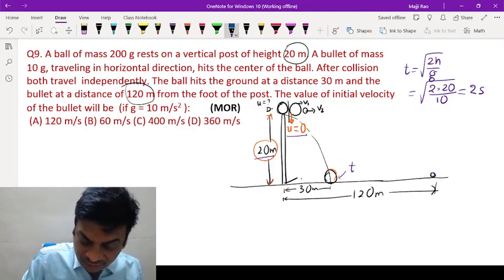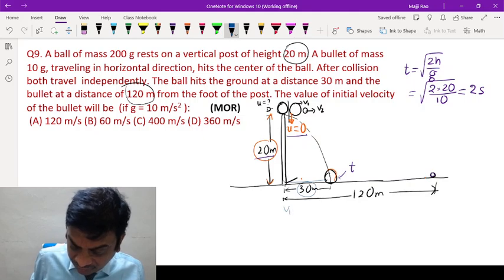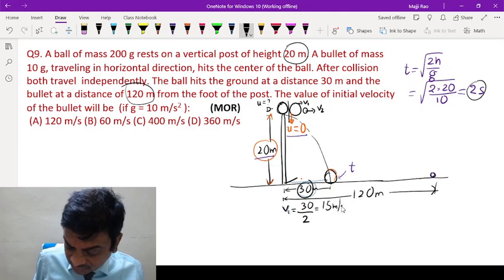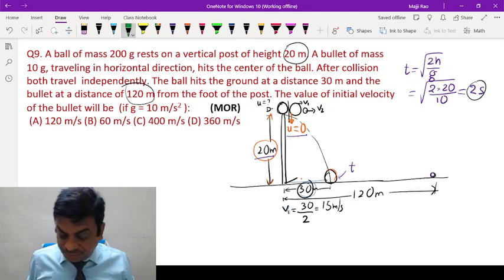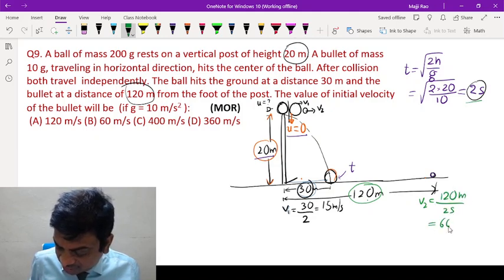Now students, you see, during these 2 seconds, the ball traveled a distance of 30 meters. So certainly velocity of the ball must be how much? If distance traveled is 30 meters in time 2 seconds, then velocity of the ball is 15 meters per second. Similarly, the bullet travels a distance of 120 meters in 2 seconds, then the velocity of the bullet is 120 meters upon 2 seconds, that is 60 meters per second.